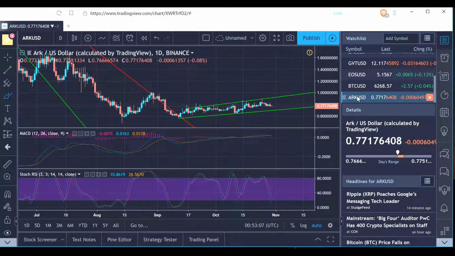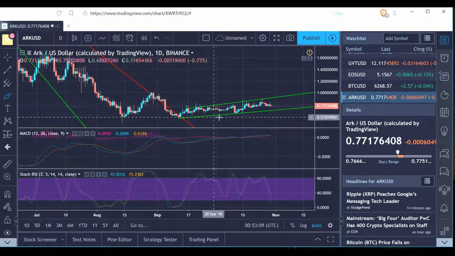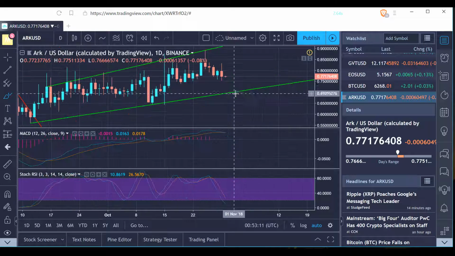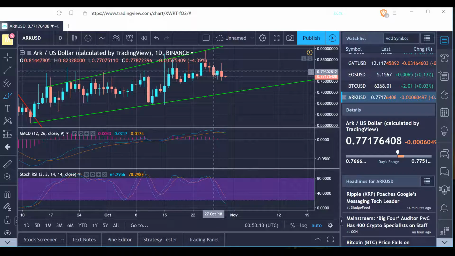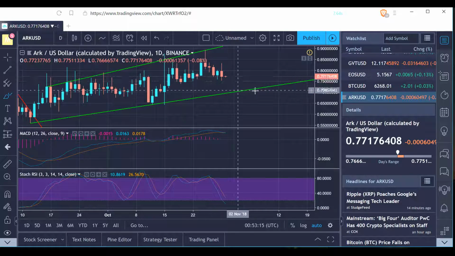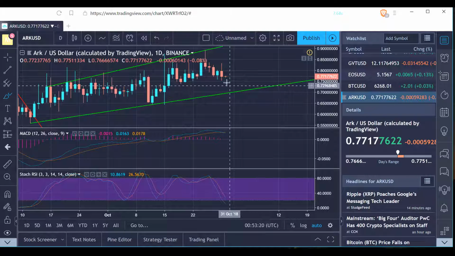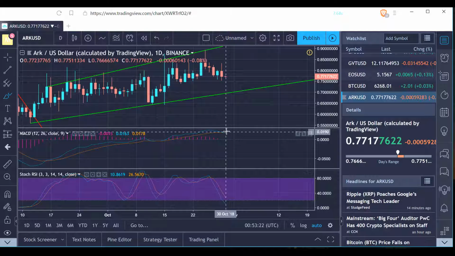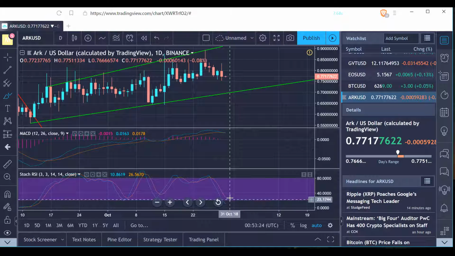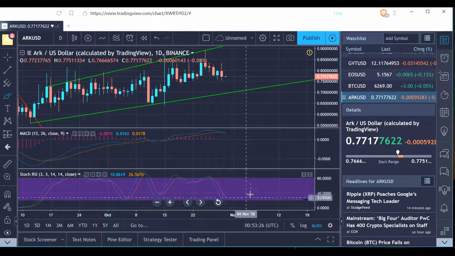Let's go ahead and hop in here to ARK. ARK is another one that's on a bullish trend that we've been following. And right now it's falling off, but that's fine. It's well above our level of support. Our level of support right now is 69 cents. We're at 77 cents, so it's well above it. We do have a slight bearish cross here. We are kind of in the bearish area here, but this easily could turn bullish.